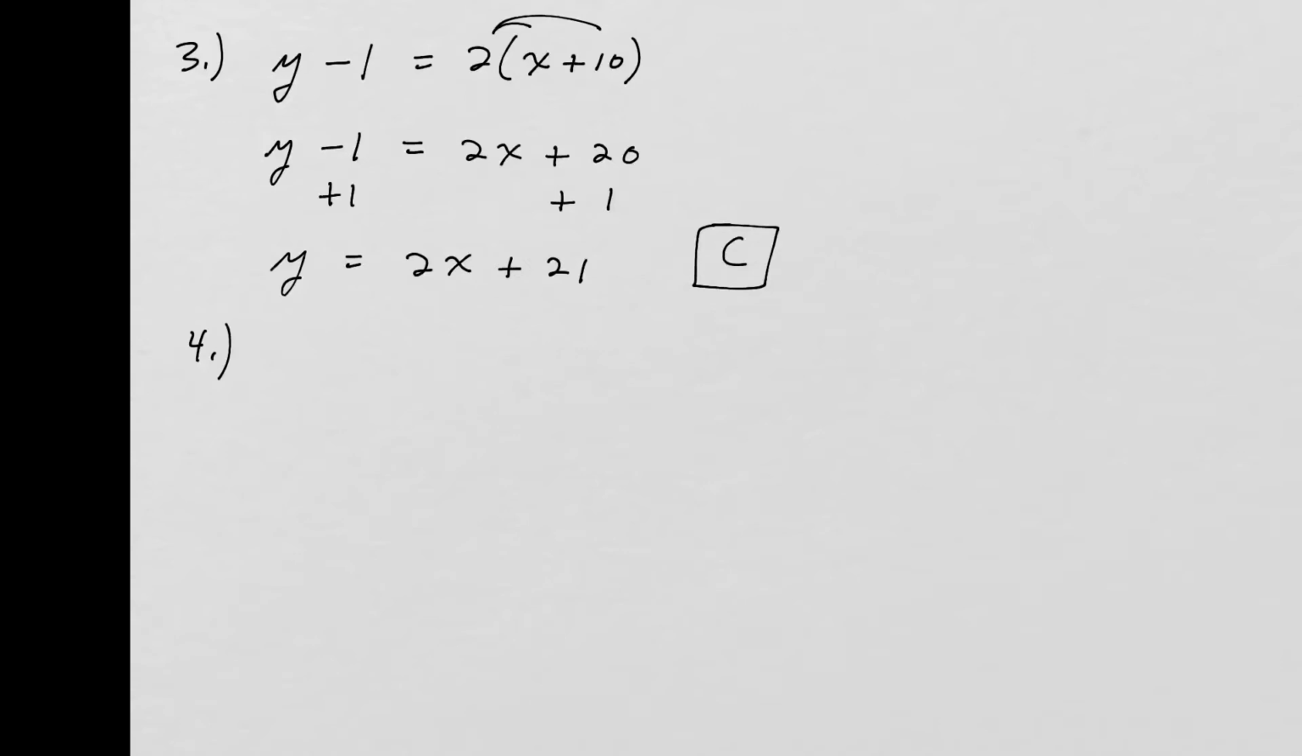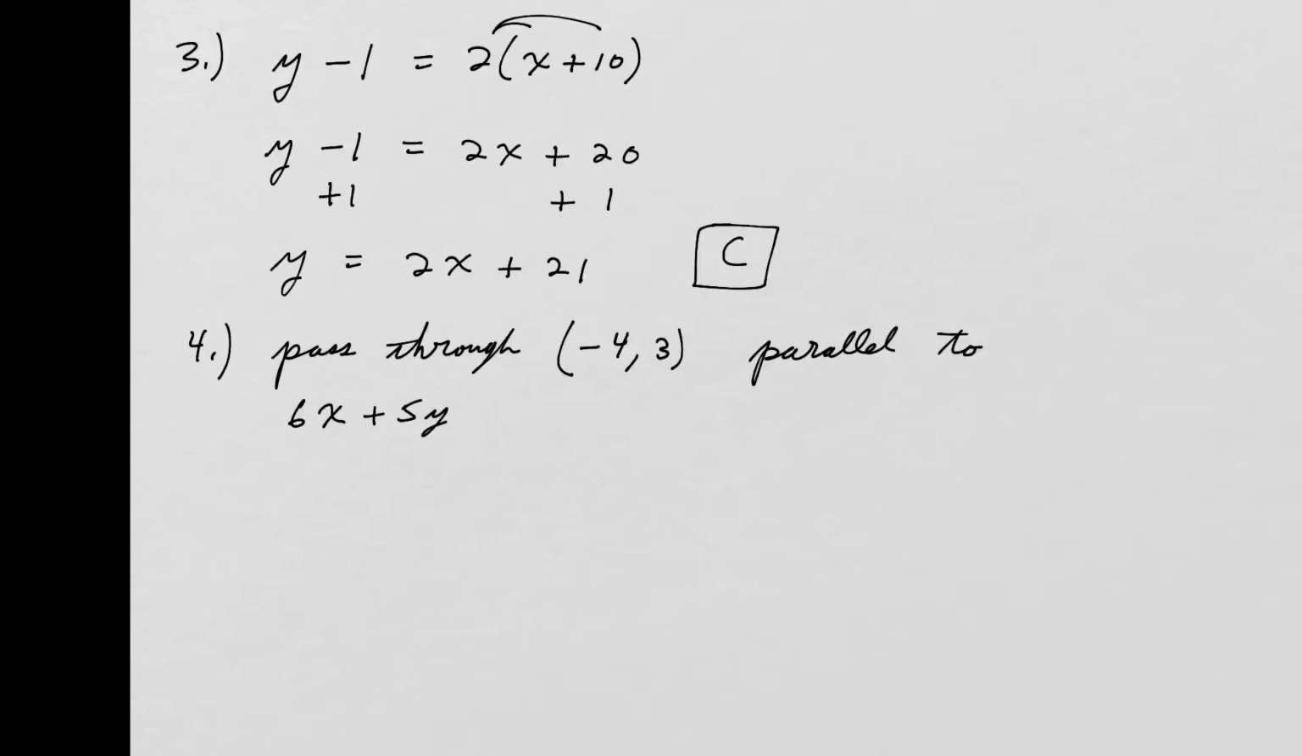Okay, 4. Find an equation in slope-intercept form of the line satisfying the specific conditions. So in this case, the line has to pass through the point -4, 3 and be parallel to the given line, which is 6x plus 5y is equal to -49. Okay, so it has to pass through that point and be parallel to that given line.